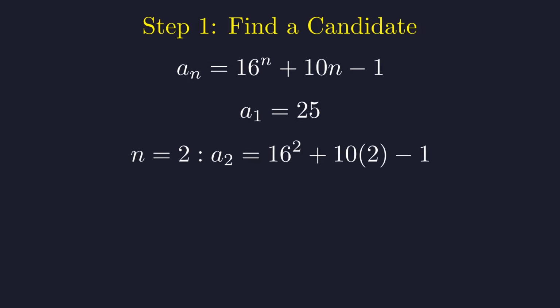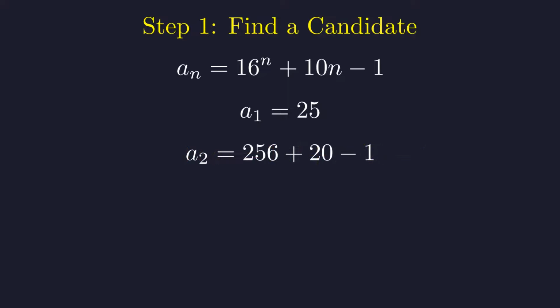Next, for n equals 2, we evaluate 16 squared and 10 times 2. This gives 256 plus 20 minus 1. Adding the first two numbers results in 276. And subtracting 1 gives 275 for our second term.